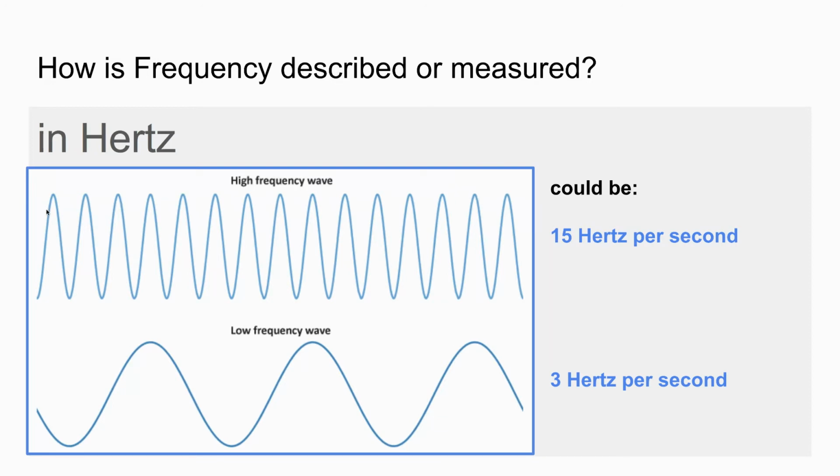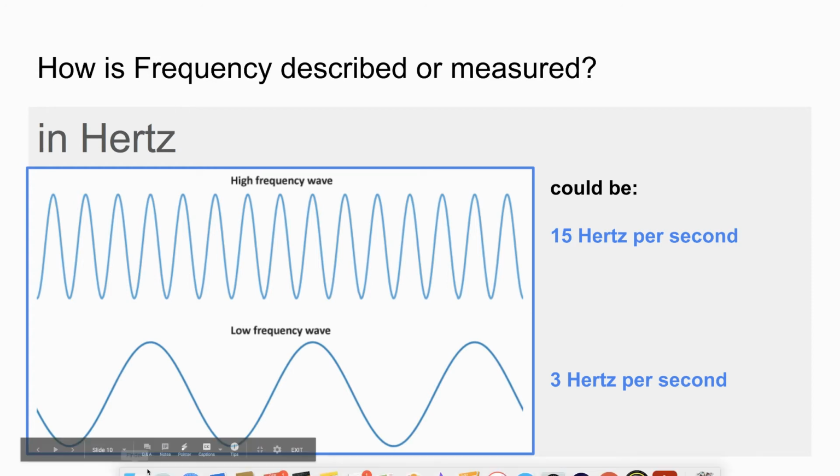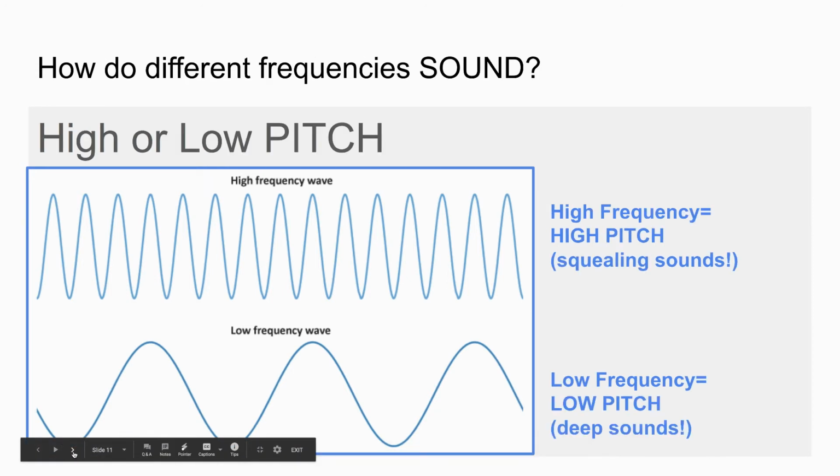You don't have to worry about having to calculate hertz, but look at the comparison here. This one is 15 hertz compared to 3 hertz. There's a significant difference between the high frequency and low frequency waves. Now, how do they sound? I do need you to identify and be able to describe that a high frequency sound would sound like a squeal. So a high frequency wave has a lot of energy. It happens a lot and it happens more frequently per second. So it would be what we call high pitch. So it sounds like ee!